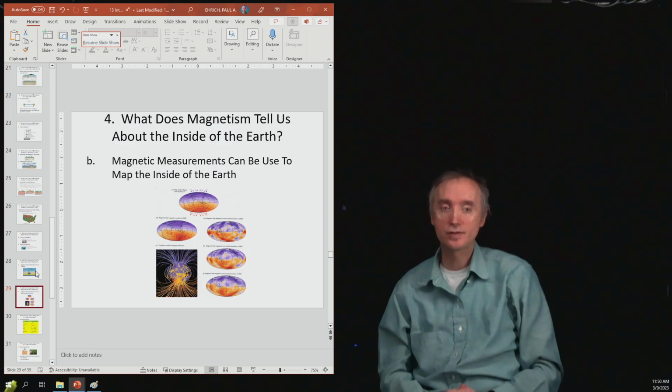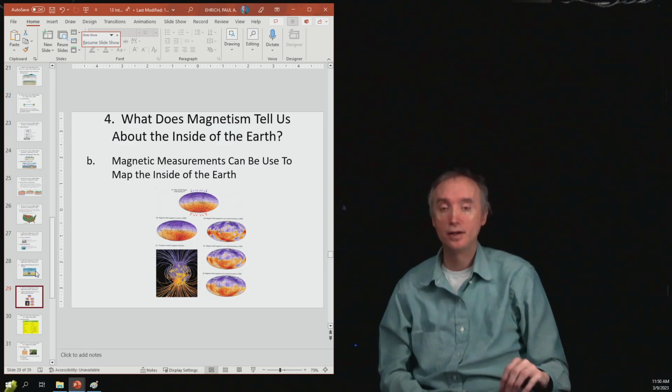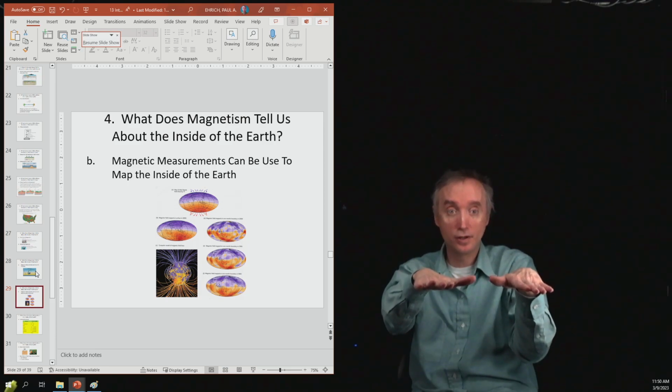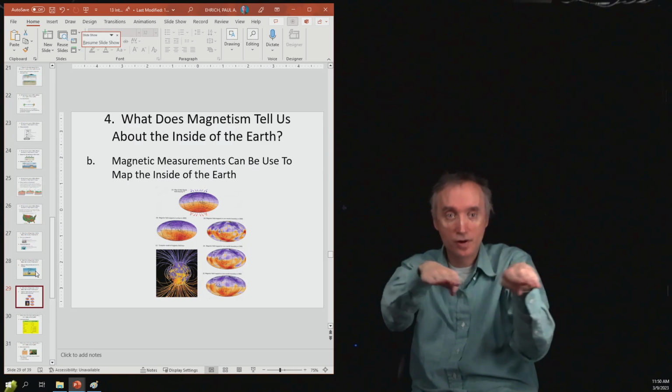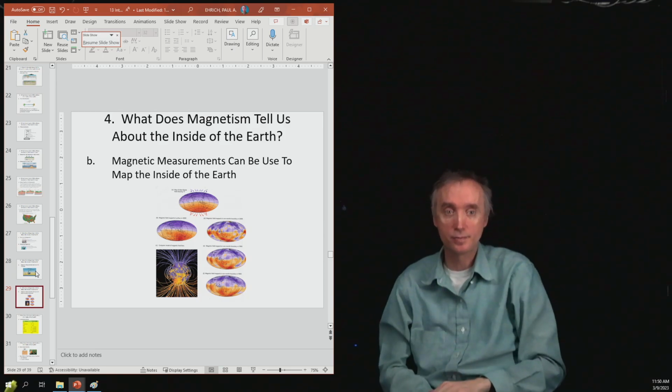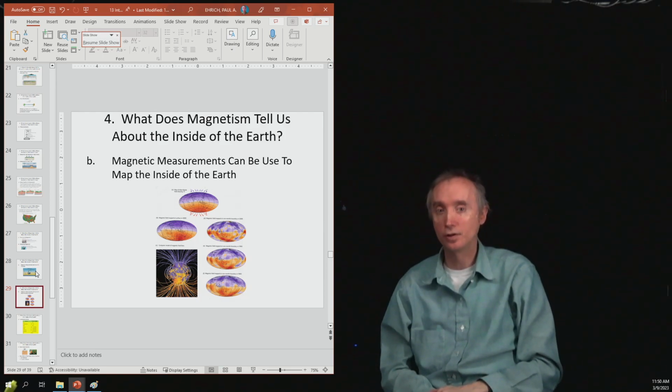And then we use this to map the stripes on the ocean floor on either side of a mid-ocean ridge. And then by putting those stripes back together again, we were able to draw the continents back together again to show what they looked like when they were all connected. So that's one of the uses of magnetism.